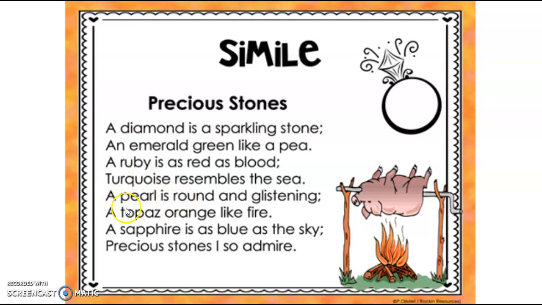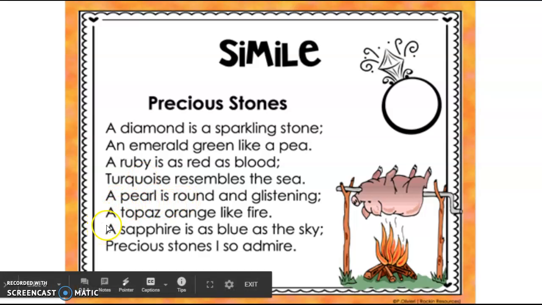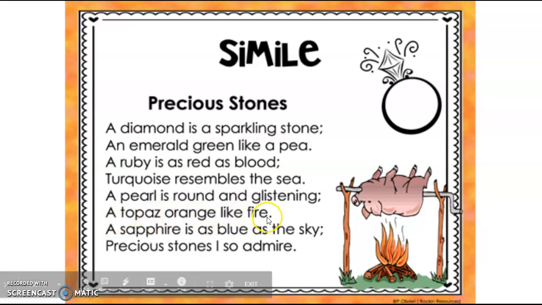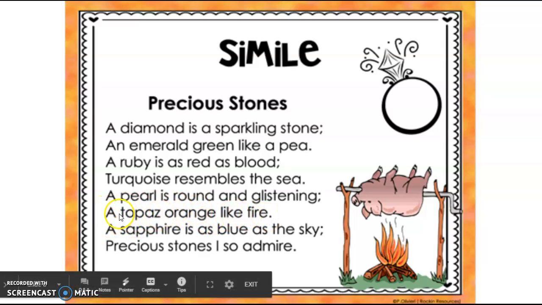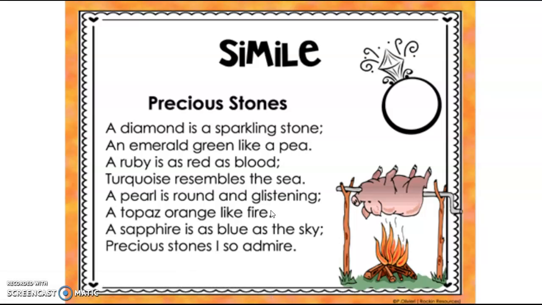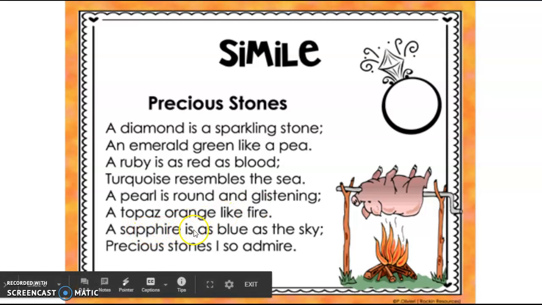A pearl, nope, that was not a simile. A topaz orange like fire. So even if you didn't know what a topaz looks like, you could think about fire, and then we also have the word orange here. It helps you create that mental image of what that stone looks like. And then we have a sapphire is as blue as the sky. So we're comparing the color of the sapphire stone to the color of the sky, which is blue.